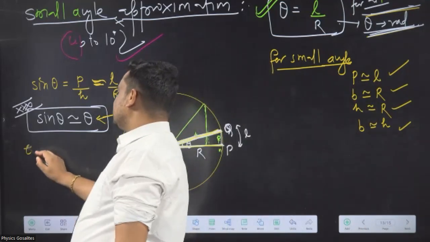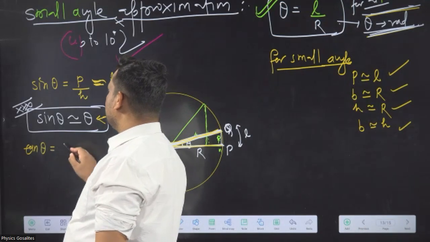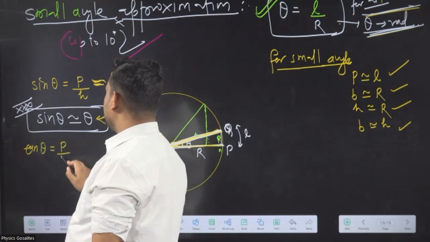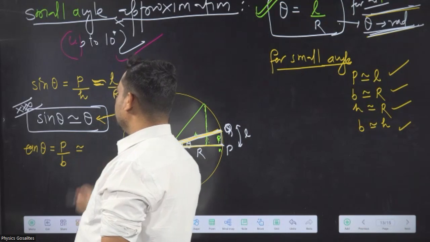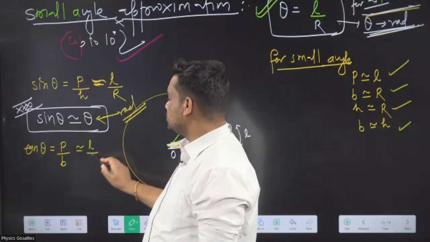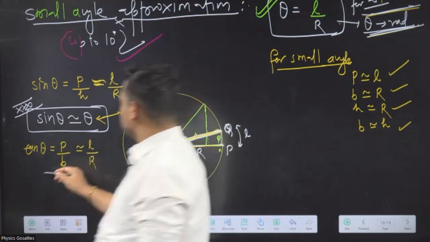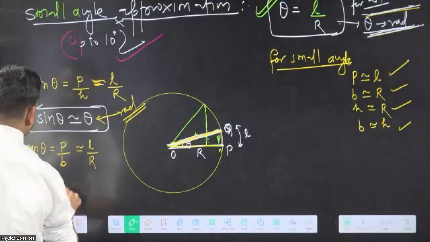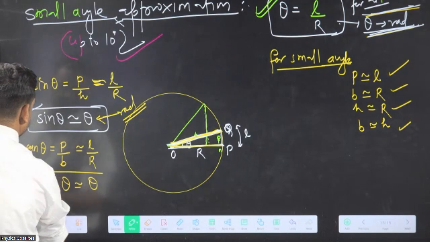What do you say about the tan theta? You can say, sir, tan theta equal to what? Tan theta is perpendicular by base. But we know perpendicular is what? L. Base is what? R. So we can say this also, tan theta also equal to theta. Tan theta also equal to theta.